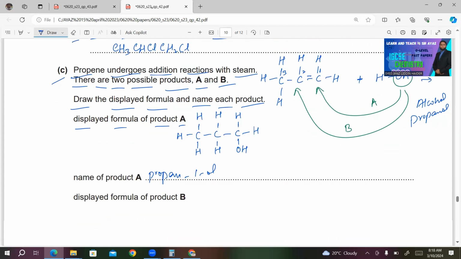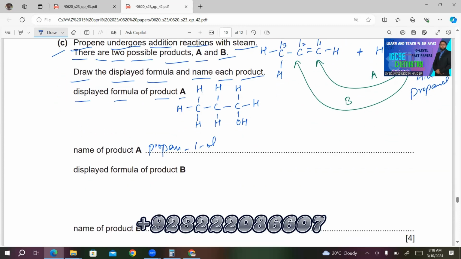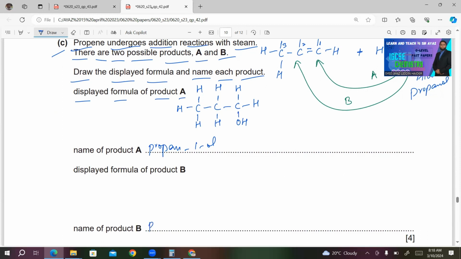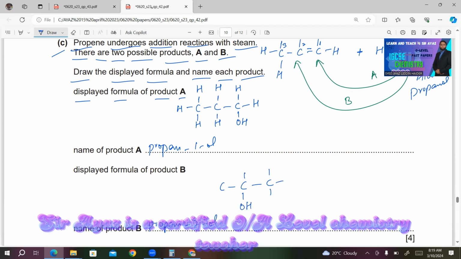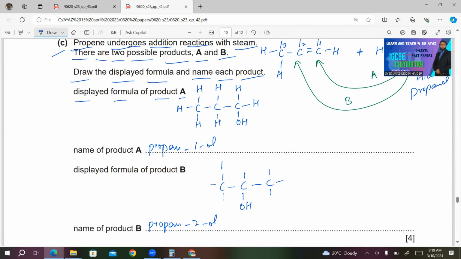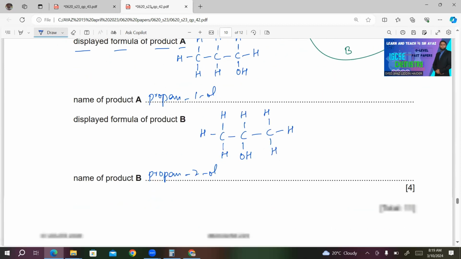What about the displayed formula of structure B? In structure B, OH will be attached to the second carbon. So we'll get propan-2-ol. The displayed formula will be this: 1, 2, 3. This time I'm attaching OH to the second carbon. It's up to you whether you place it at the bottom or the top of this carbon. I'm saturating the carbon. So this will be the final displayed formula for propan-2-ol.